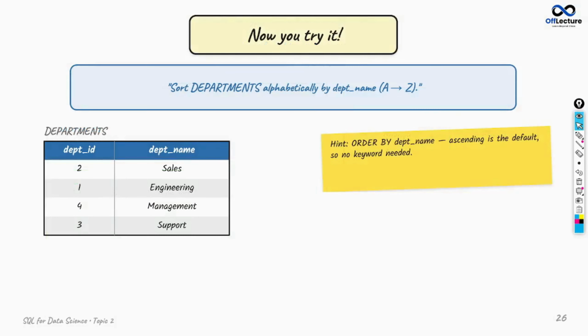Now let's move to another example where you have to sort departments alphabetically by department names. So what we have to do is sort the text-based column alphabetically from A to Z. So we will use the default condition, that is ascending. Try to solve it at your end, and then we will see what the output will be.